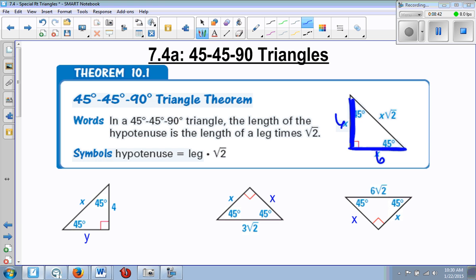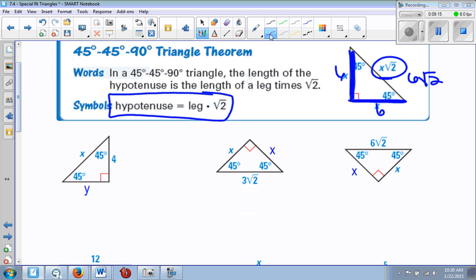If I want to figure out what the hypotenuse is, I don't have to use the Pythagorean theorem. I can just simply say it's one of the legs multiplied by the square root of 2, meaning that the hypotenuse would be 6 square root of 2. And that's just automatic. As soon as you recognize that you have a 45, 45, 90, your triangle's legs and hypotenuse are always going to have this relationship. The hypotenuse is always the leg multiplied by the square root of 2.